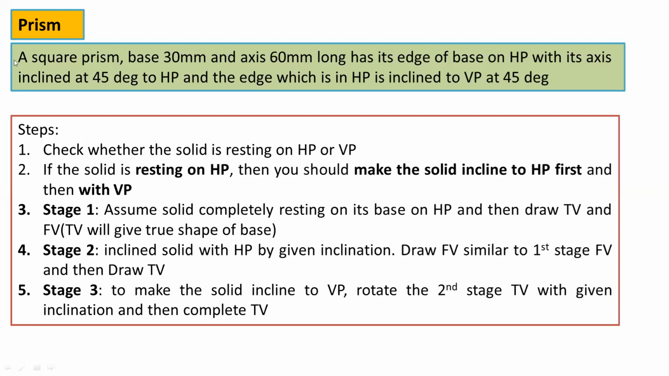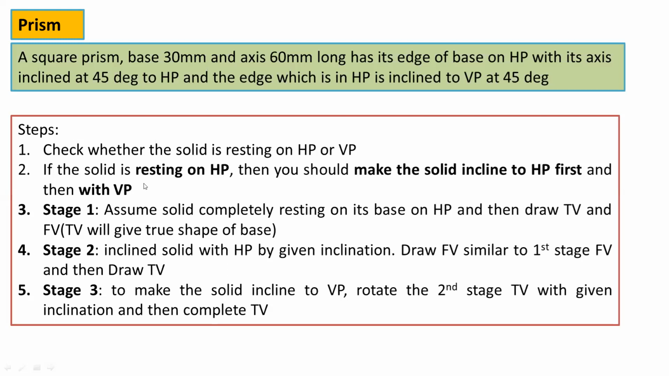You can refer to this problem. In the first line, it is given that the solid is resting on one of its base edges on the HP. So that is the first condition, you should check whether the solid is resting on the HP or VP. The second step, if the solid is resting on the HP, then you should make the solid incline to the HP first and then with the VP. That means make the axis incline to the HP, and after that make the axis incline to the vertical plane. So how to draw the projection on the drawing paper?